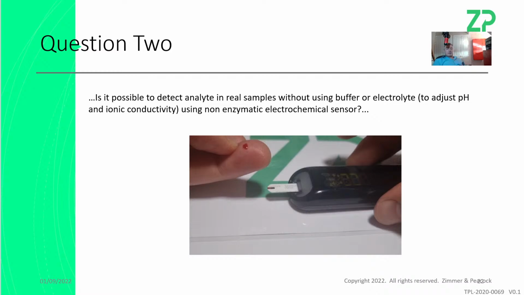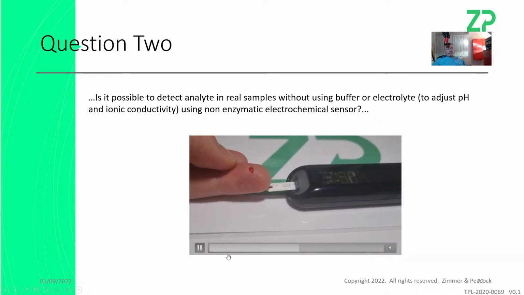The answer is yes, you can. Now, I know I'm using an enzymatic example here because I'm using the glucose sensor. But, in fact, I'll talk about potassium sensors in a minute, which are non-enzymatic. So the quick answer to your question is yes, you can. And if you're ever challenged on that, I'm just giving you an example of the glucose strip.